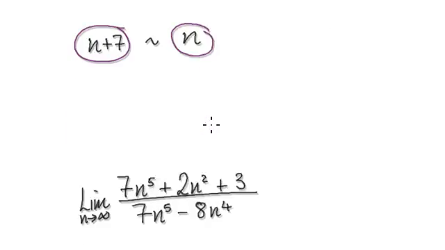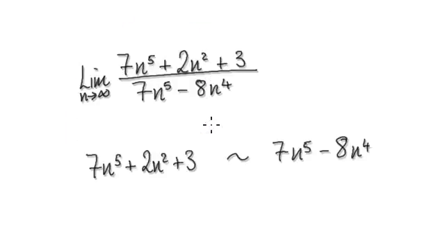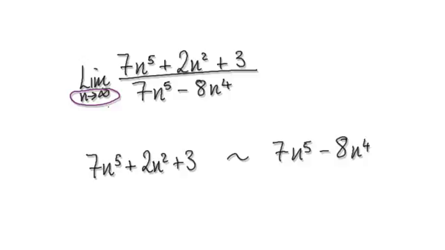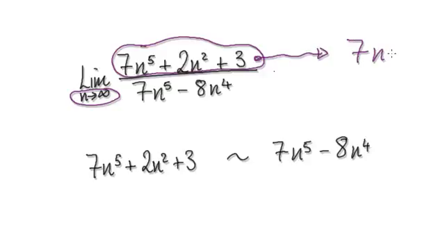The reason why we're doing this is because of this. Suppose you get given something complicated like this. As n gets bigger and bigger, this whole thing here can become 7n to the power 5, because as n gets bigger and bigger, this thing here is going to be irrelevant. This thing here is going to be irrelevant. This is just going to dominate everything.